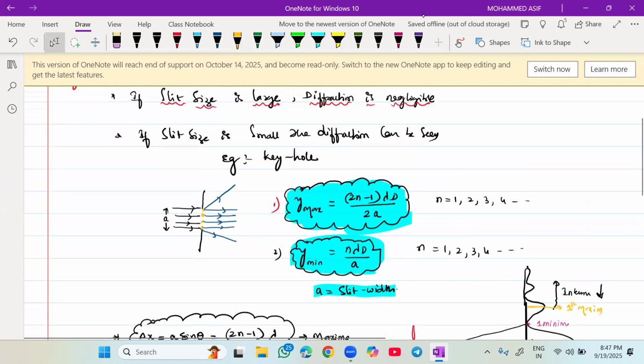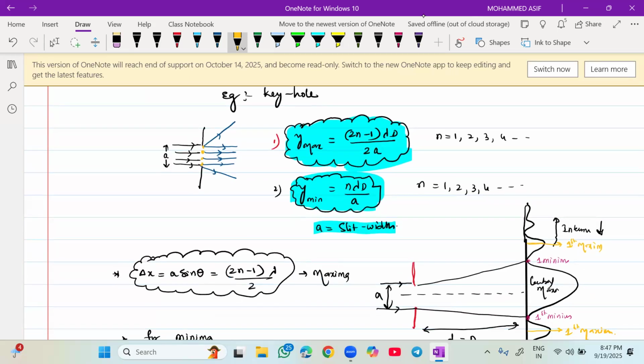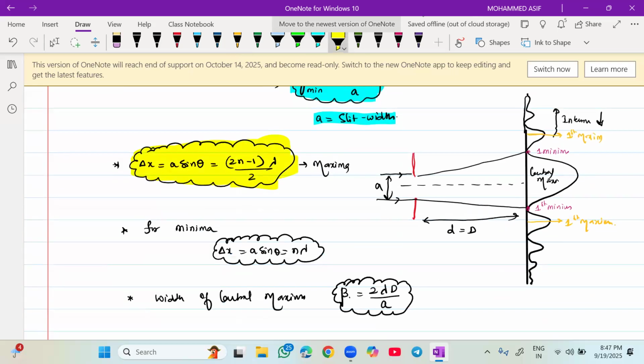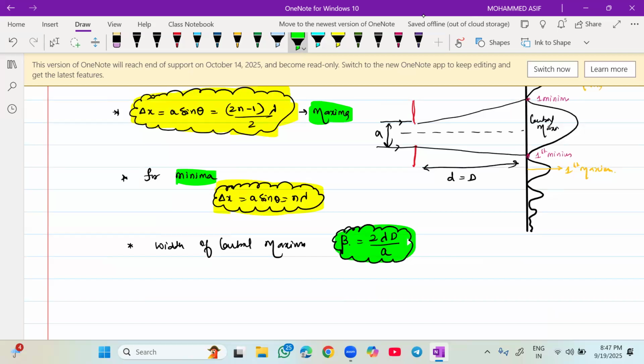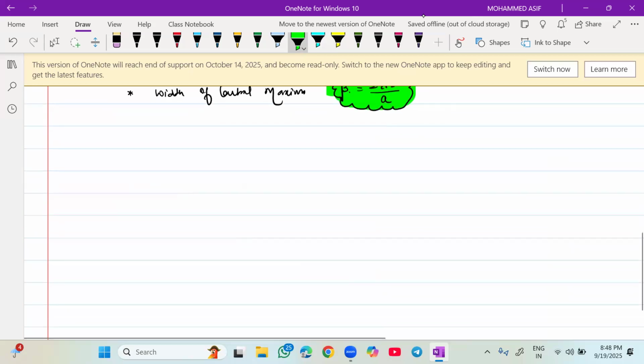So what are the formulas you will be remembering? In the single slit experiment, Y max is calculated with the formula (2n minus 1) into lambda into capital D divided by 2a. Y minima is calculated with the formula n lambda into capital D divided by small a. Now if I ask the path difference for maxima, delta x is equal to a sine theta, which equals (2n minus 1) lambda divided by 2. This is for your maxima. In the same way for minima, delta x is equal to a sine theta, which equals n lambda. That is for minima. Am I clear? The width of the central maxima is given by the formula 2 lambda into capital D divided by small a. Clear?